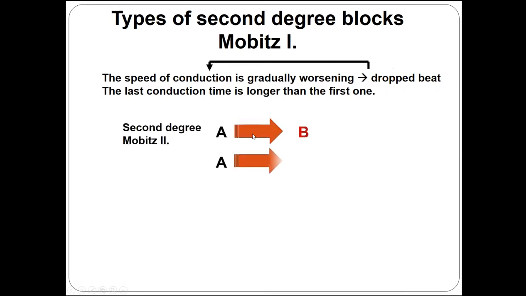So it means that we do have a slowing down of the conduction, and after no conduction, it starts again from the beginning. So it is faster, slower, no conduction. Faster, slower, no conduction. This is repeatedly coming, and this is called second degree Mobitz type 1 block, or Wenckebach periodicity.